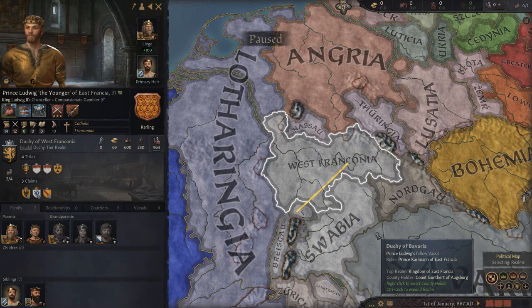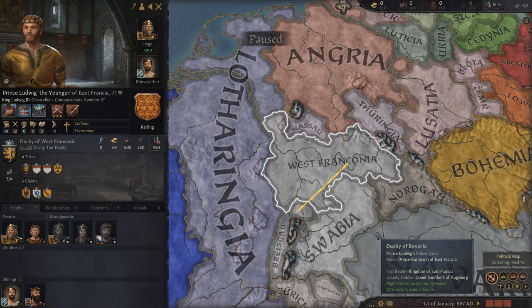Ludwig never made any attempts to wage war against his brothers, unlike the generation before. And that is the interesting thing. The three brothers, the three sons of Ludwig, even though they rebelled against their father and saw the wars amongst their uncles and cousins, never waged war against each other. Ludwig the Younger eventually gained the crown of Bavaria upon his brother Karlmann's death in 880.